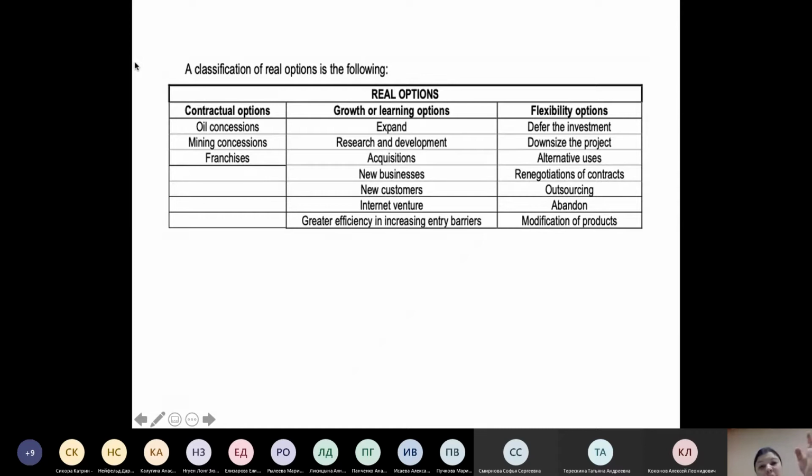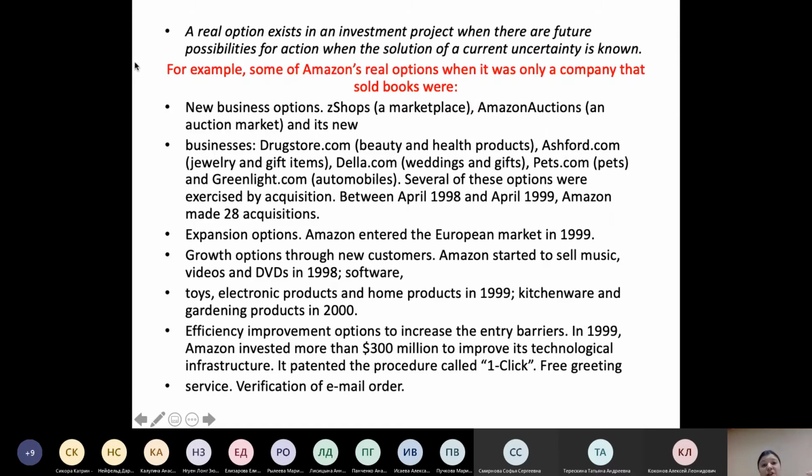New business, new customers, an internet venture can be presented as real option valuation for companies. And certainly options of flexibility, such as deferring the investment or downsizing the project, or different alternative uses of different assets of our company, outsourcing, abandoning the project, abandoning the capacity of this project, and certainly the modification of our products can be named real option valuation.